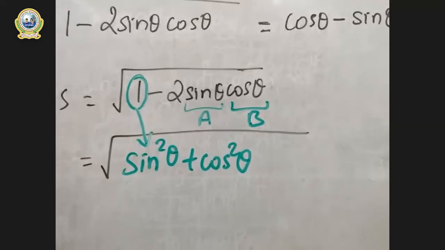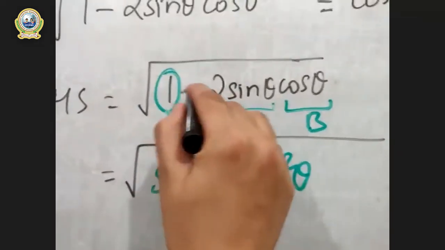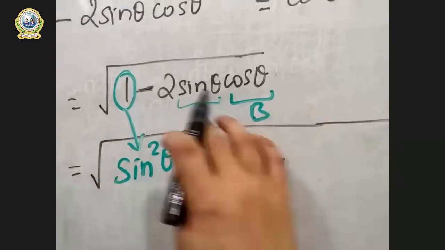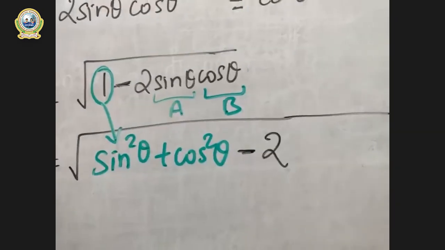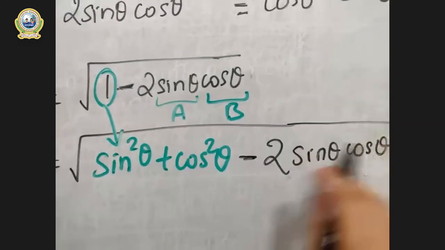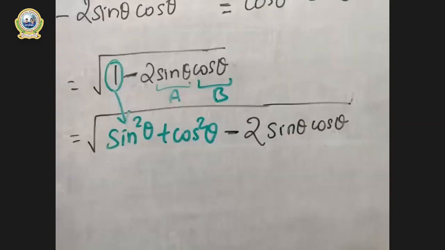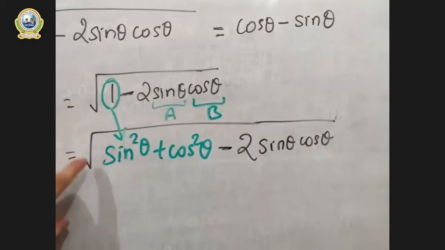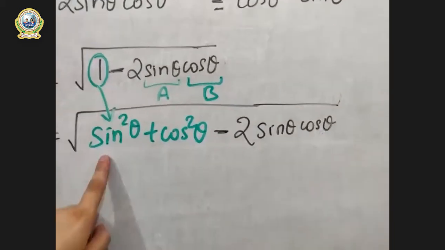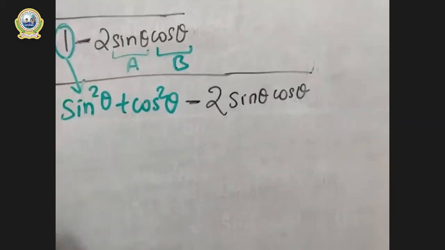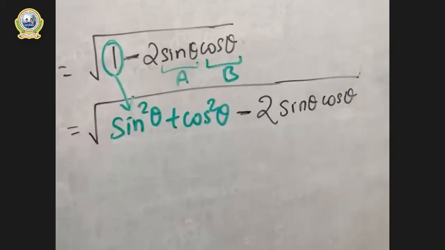Are you clear? Now this minus sign will be here as it is, and we have 2 as it is. Sine theta, cos theta, even this 2 has not been changed. Are you getting me? Look at this carefully. This is a very important step. I have changed 1 into sine square plus cos square. Is it clear? Now let me arrange this a bit.